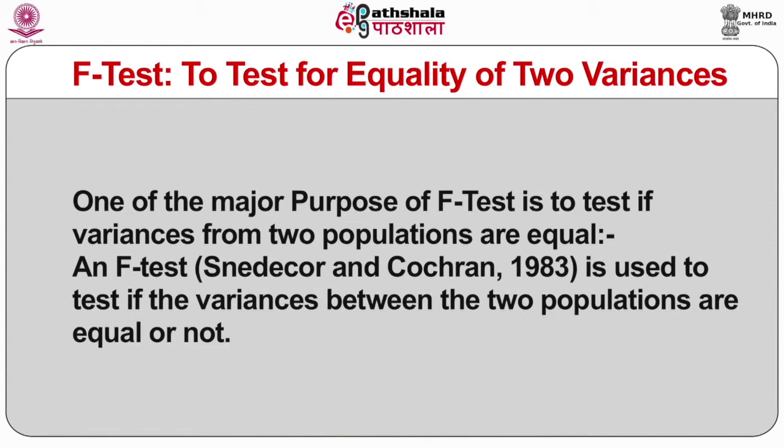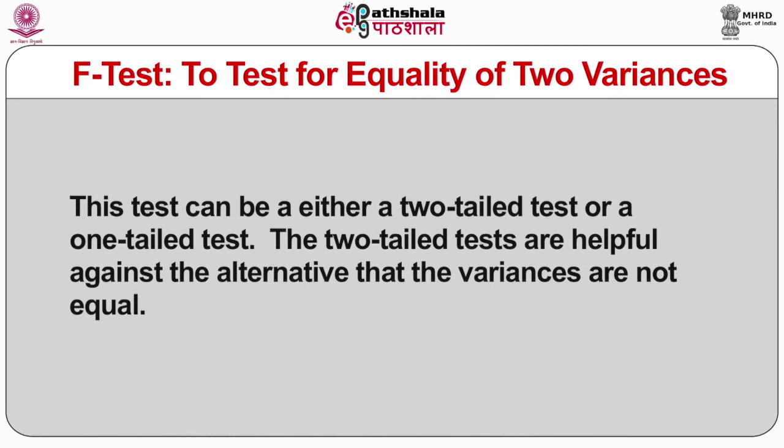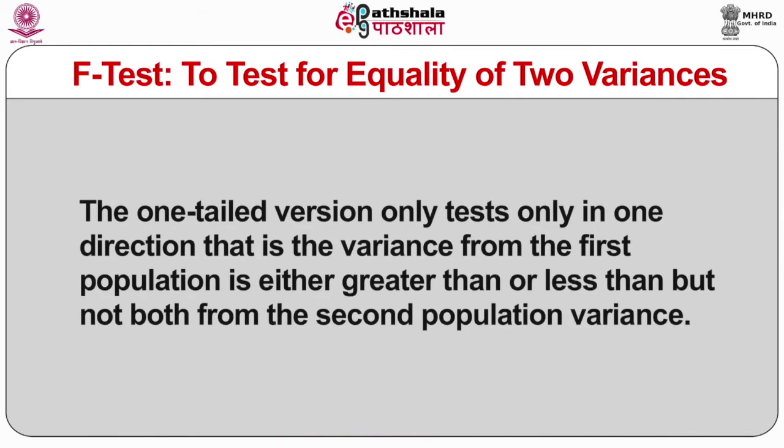Now, one of the major purposes of F-test is to test if the variances from the two populations are equal. An F-test, as per Snedecor and Cochran in 1983, is used to test if the variances between the two populations are equal or not. This test can be either a two-tailed test or a one-tailed test. The two-tailed tests are helpful against the alternative that the variances are not equal. The one-tailed version only tests in one direction, that is, the variance from the first population is either greater than or less than, but not both, the second population variance.